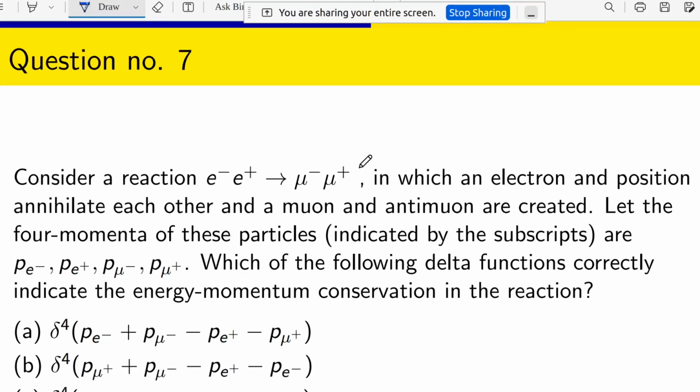Okay, this is a very simple question. Question number 7. Consider a reaction e minus e plus going to mu plus mu minus, in which an electron and positron annihilate each other and a muon and anti-muon are created. Let the four momenta of these particles indicated by the subscripts be Pe minus, Pe plus, P mu minus, P mu plus. Which of the following delta functions correctly indicate the energy momentum conservation in the reaction? And there are four options.